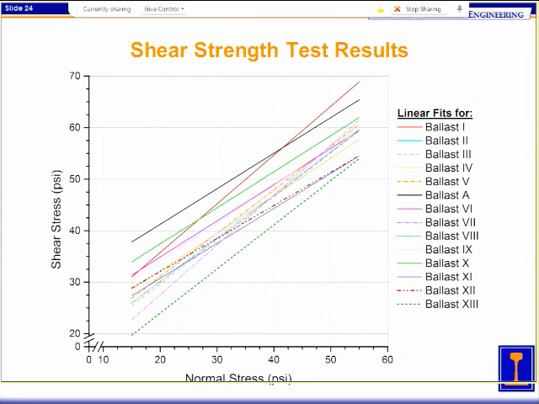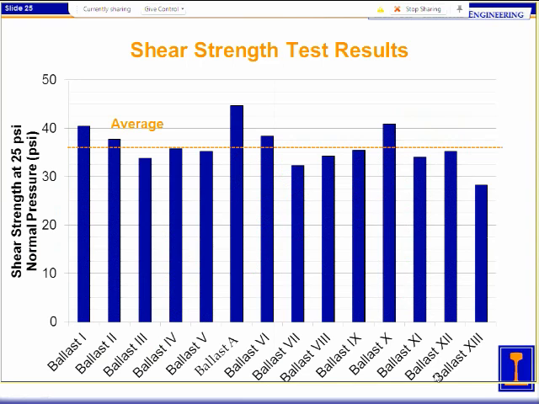This is just a little bit easier to look at here. I eliminated the data points to just see the Mohr-Coulomb failure envelopes. Once again, you've got this guy here, which is your strongest, your weakest, everything else in between.